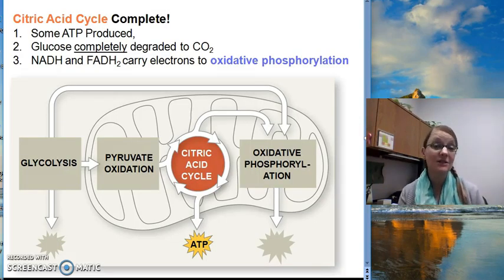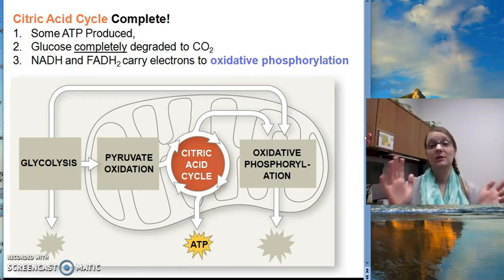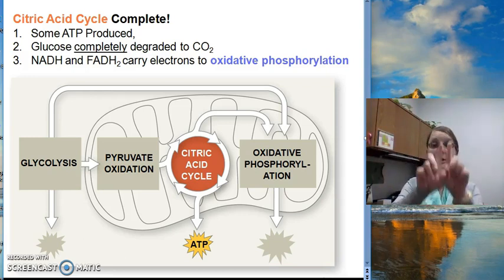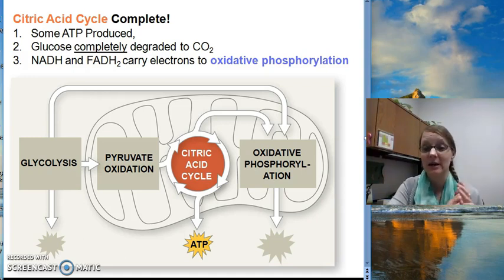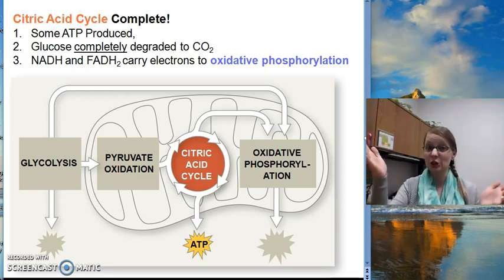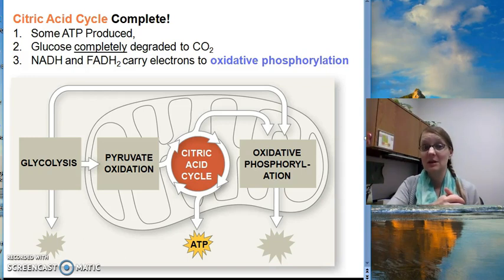Okay, once the citric acid cycle is complete, remember we've made a little bit of ATP, shown at the bottom of the slide, and glucose is now completely degraded to carbon dioxide. All 6 of those carbons that originally came in as glucose have, one at a time, been lost as carbon dioxide. So it's gone at the end of the citric acid cycle. But we've only made a little bit of ATP, 2 from glycolysis and 2 from the citric acid cycle. That leaves 28-ish more ATPs for us to produce.